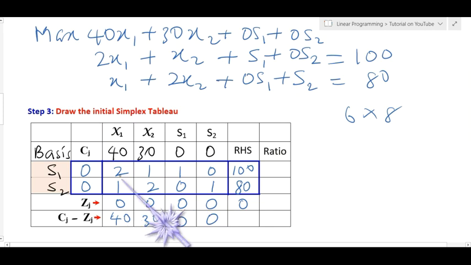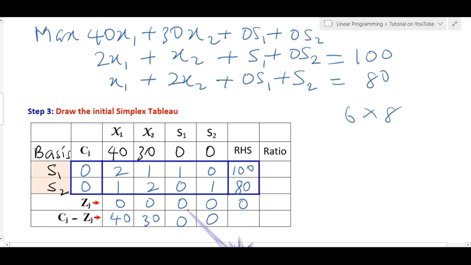Now, if we introduce x1, if x1 is in the basis, it's going to increase the profit by 40. Likewise, x2 being in the basis is going to what? Increase the profit by 30. So this is the increase in the profit when x1 enters the basis. Now, in this case, you ask yourself, is this tableau optimal? That's the first question. If it's not optimal, then we are going to iterate. We carry out the first iteration.